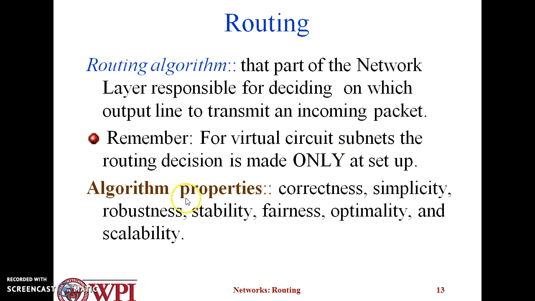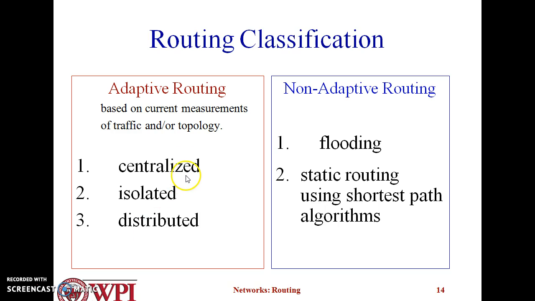What are the algorithm properties? Correctness, simplicity, robustness, stability, fairness, optimality and scalability. It can be classified as adaptive routing and non-adaptive routing. What is adaptive routing? It is based on current measurement of traffic and of topology. It is either centralized, isolated or distributed. Whereas non-adaptive routing is flooding and static routing using the shortest path algorithm.